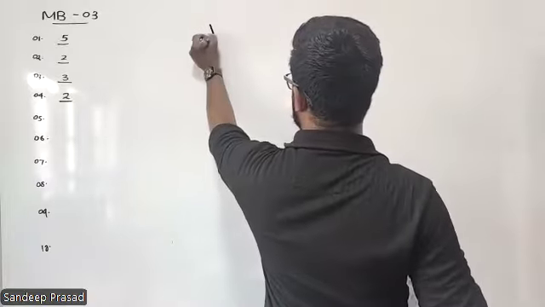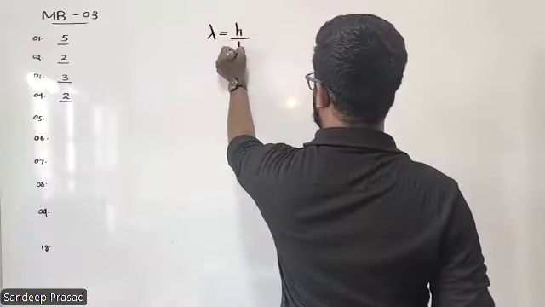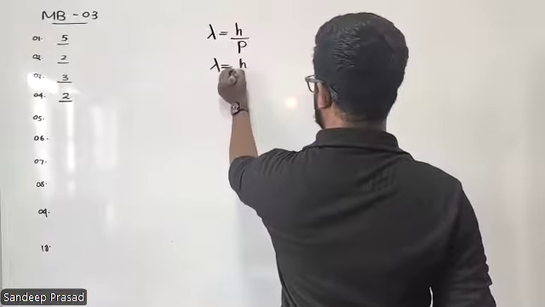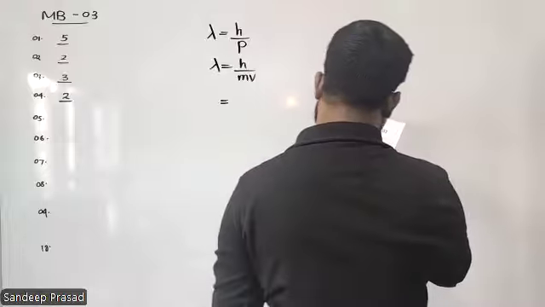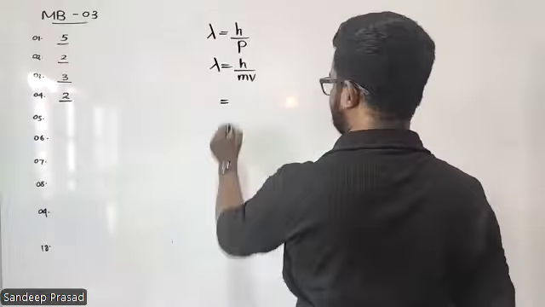What is the de Broglie's equation? Lambda equal h over p. Lambda equal h over mv. So here they're asking to find out the de Broglie's wavelength.